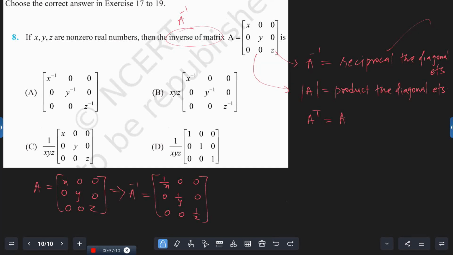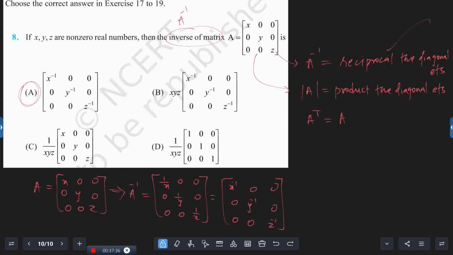Where is the option? It's not there. Option A. Reciprocal means they have taken it into the numerator. 1 by x when you take it to the numerator, x power minus 1, 0 0. 0, 1 by y when you take it to the numerator, y power minus 1, 0. 0 0, 1 by z when you take it to the numerator, you will be getting like this. This is the x, y variable they gave.